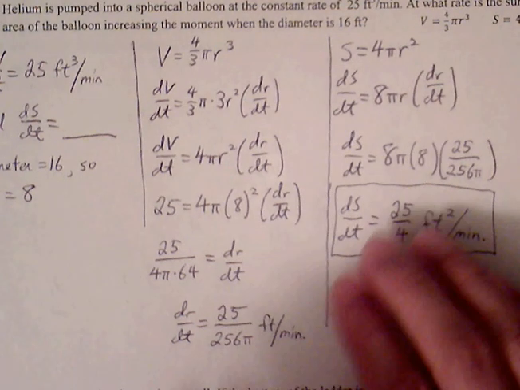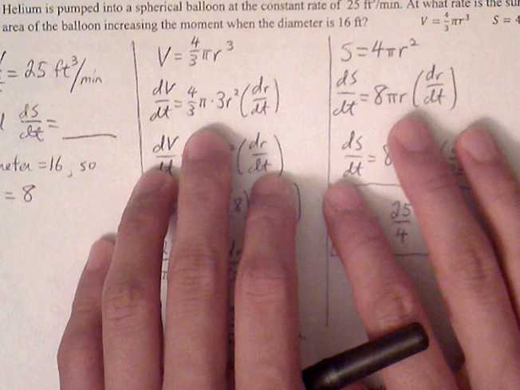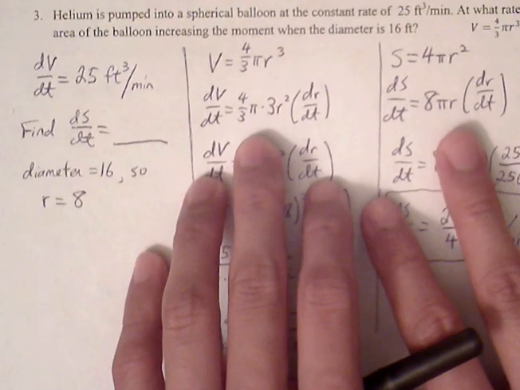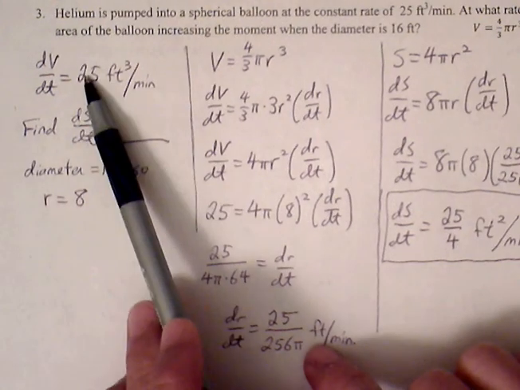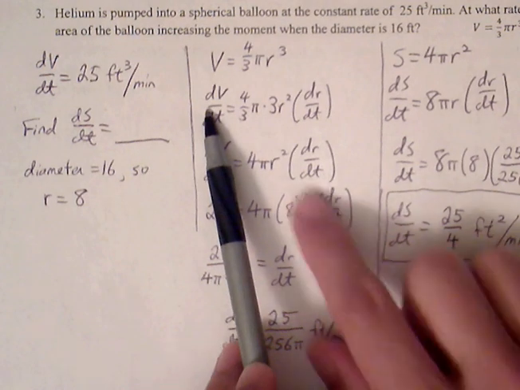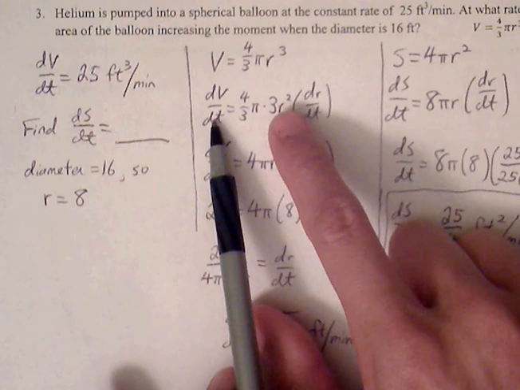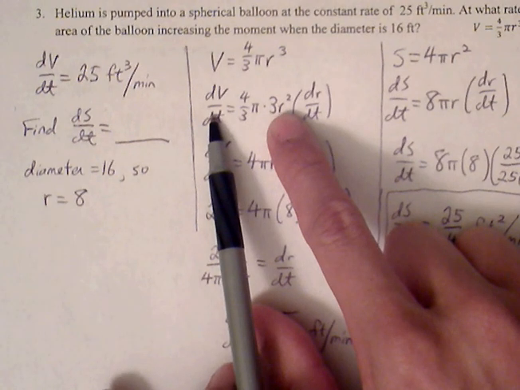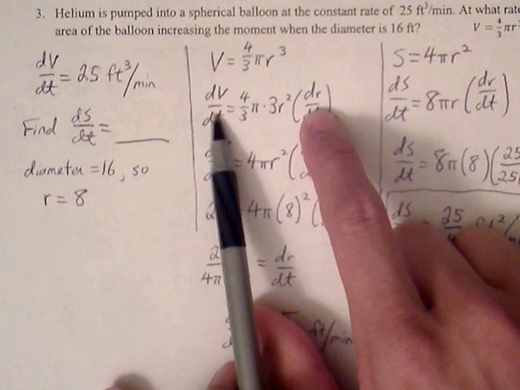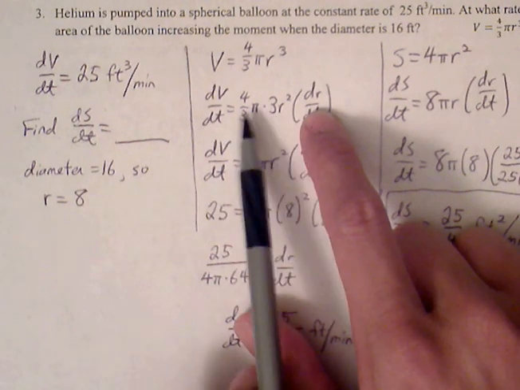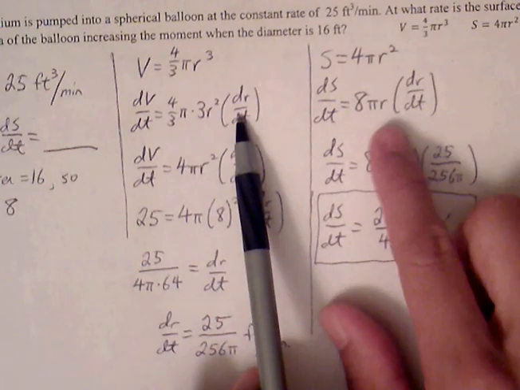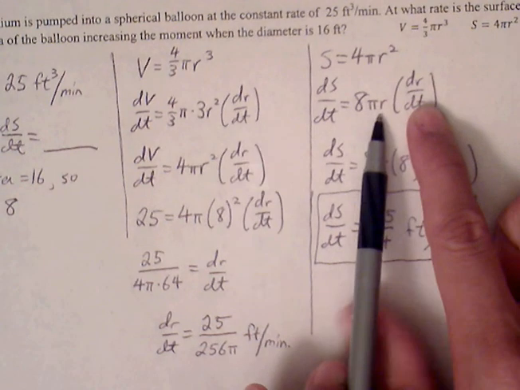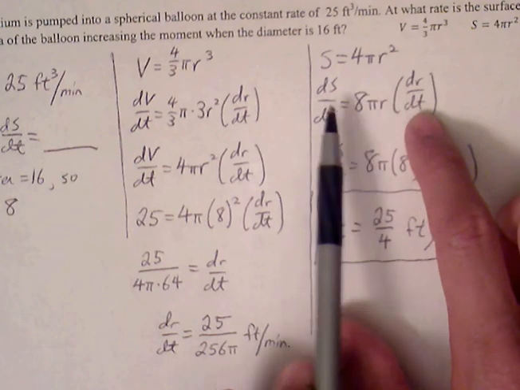Okay, so we have our dV/dt and we have our dS/dt. Let's see how we can proceed to find our solution. We're given dV/dt, so if we plug that in here, as well as the radius, which is 8, the only variable that's missing is dr/dt. So we can solve for dr/dt by plugging dV/dt and the radius into this formula. And once we find dr/dt, we can plug it in here along with the radius, which is still 8, to solve for dS/dt. That will be the path that we're going to take.